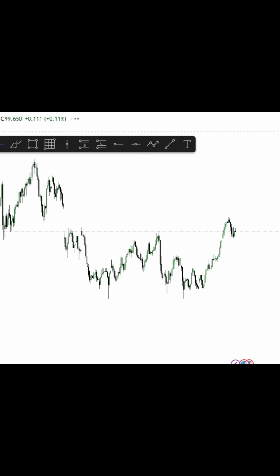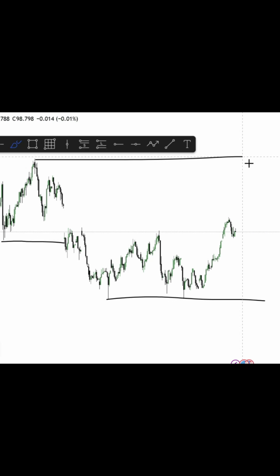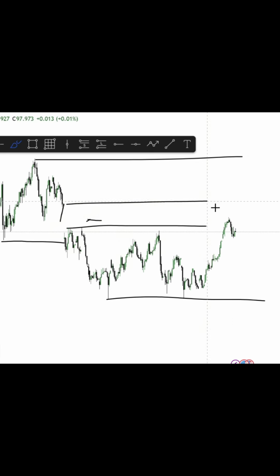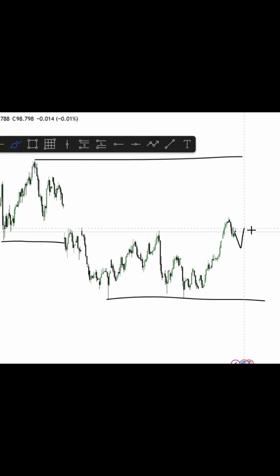we can see that we've had a break of structure in towards the downside over here. So this is our swing low and this is our swing high. We've come up and we've liquidated this high. We've also tapped into this gap that was left over the weekend, which did initially give a reaction in towards the downside.